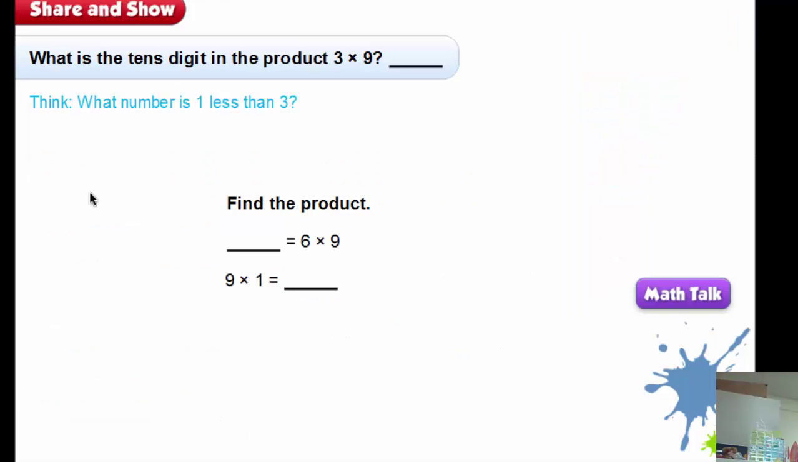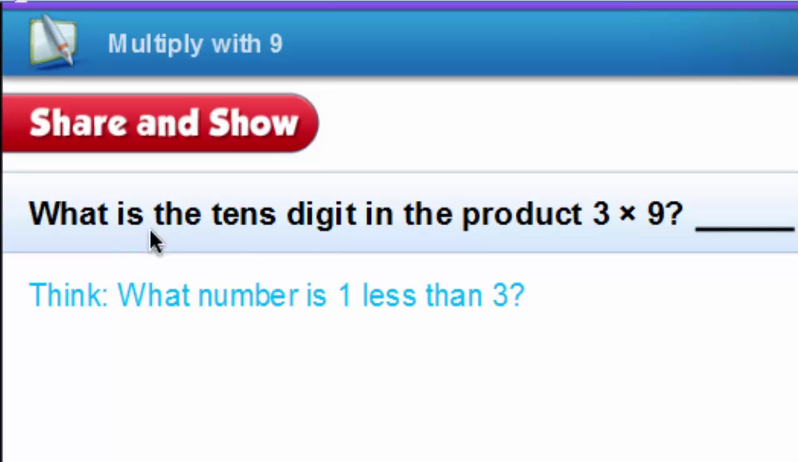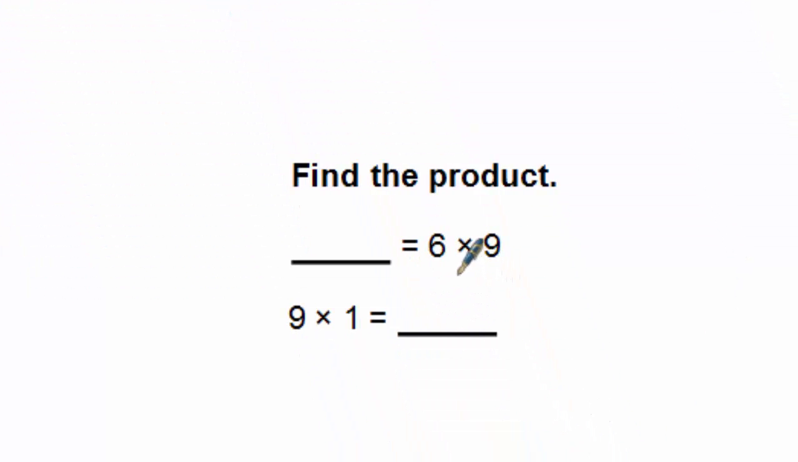All right, let's do just a couple more and then we're going to be finished. Look at this. What is the tens digit in the product of 3 times 9? Think, what number is 1 less than 3? 2. So 2 is the tens digit. What is the ones digit? 7, because we know that 2 plus this number have to equal 9. So 2 plus 7 is 9. 3 times 9 equals 27.